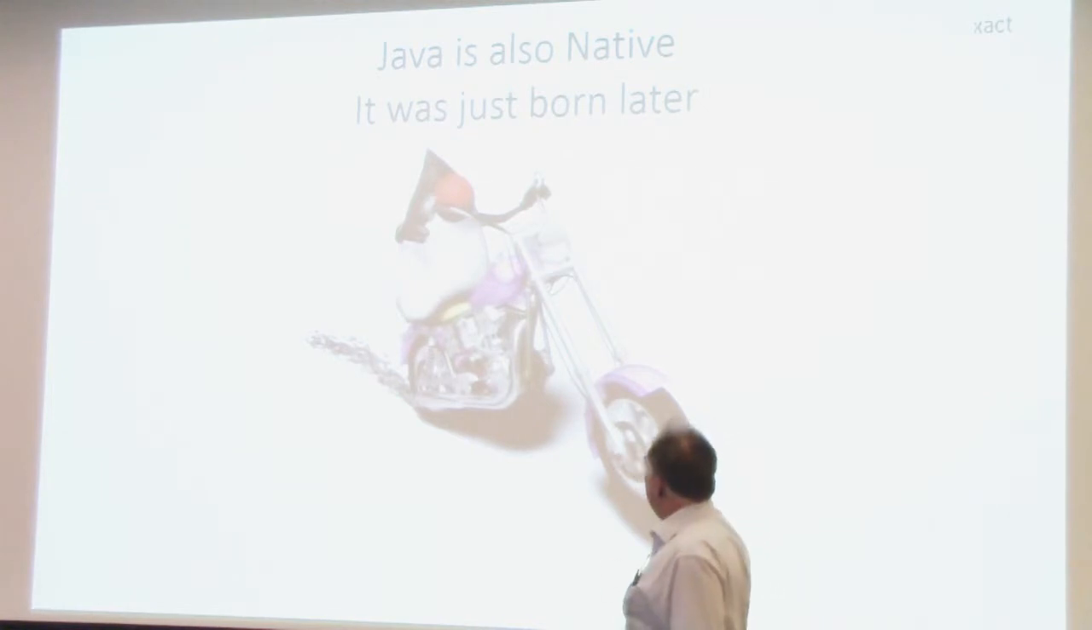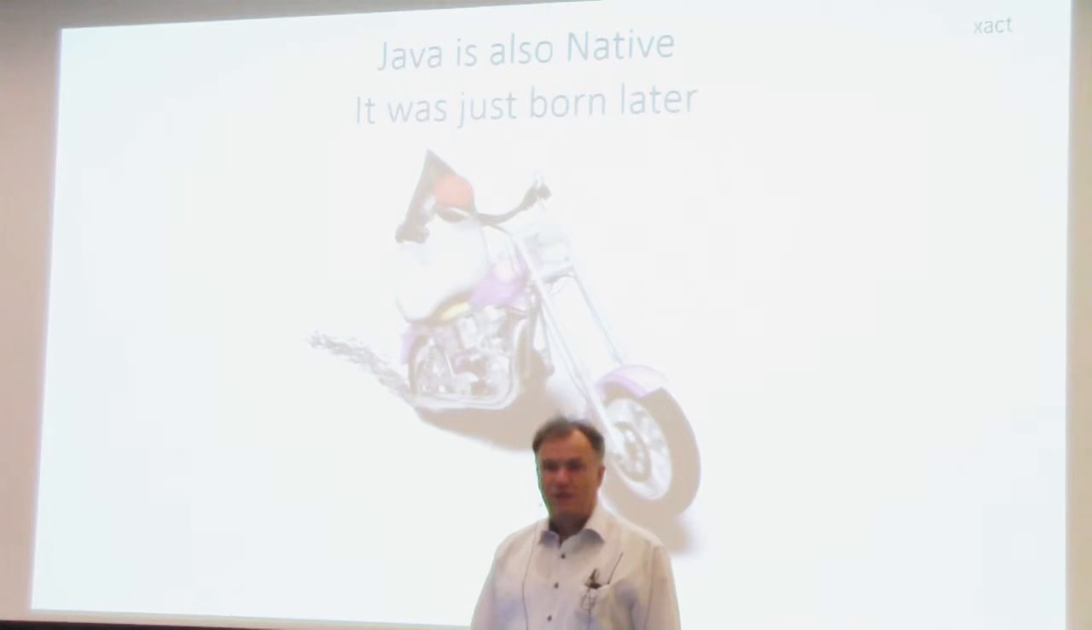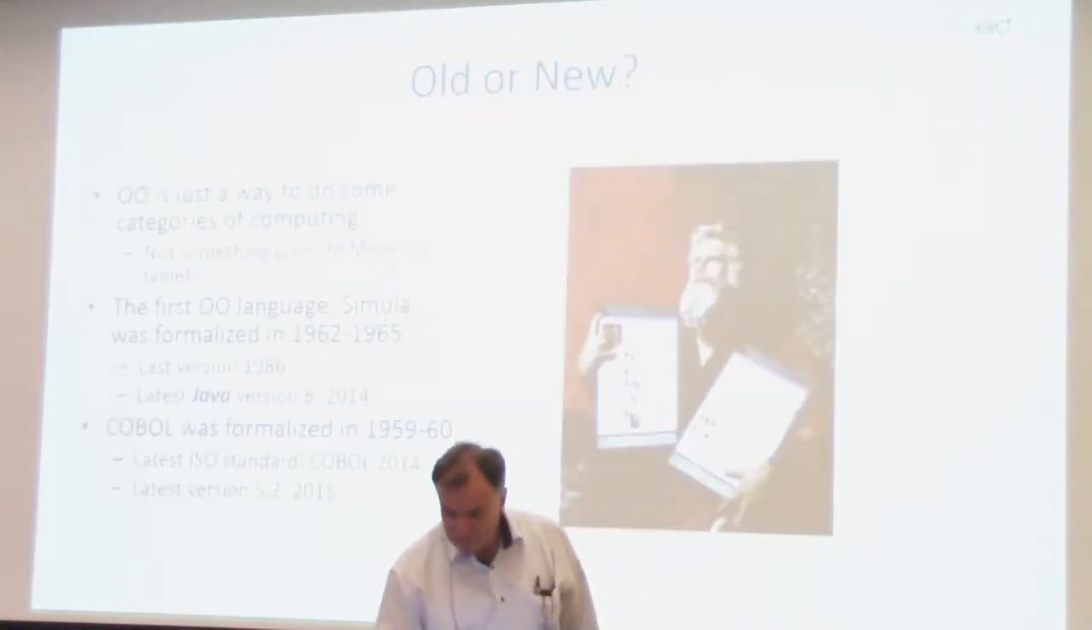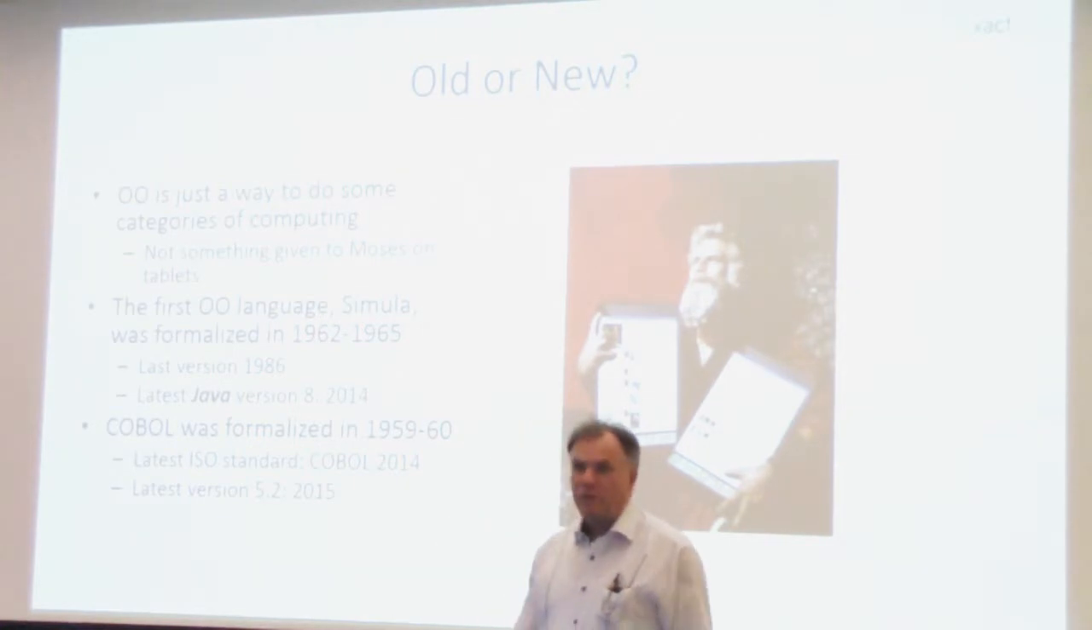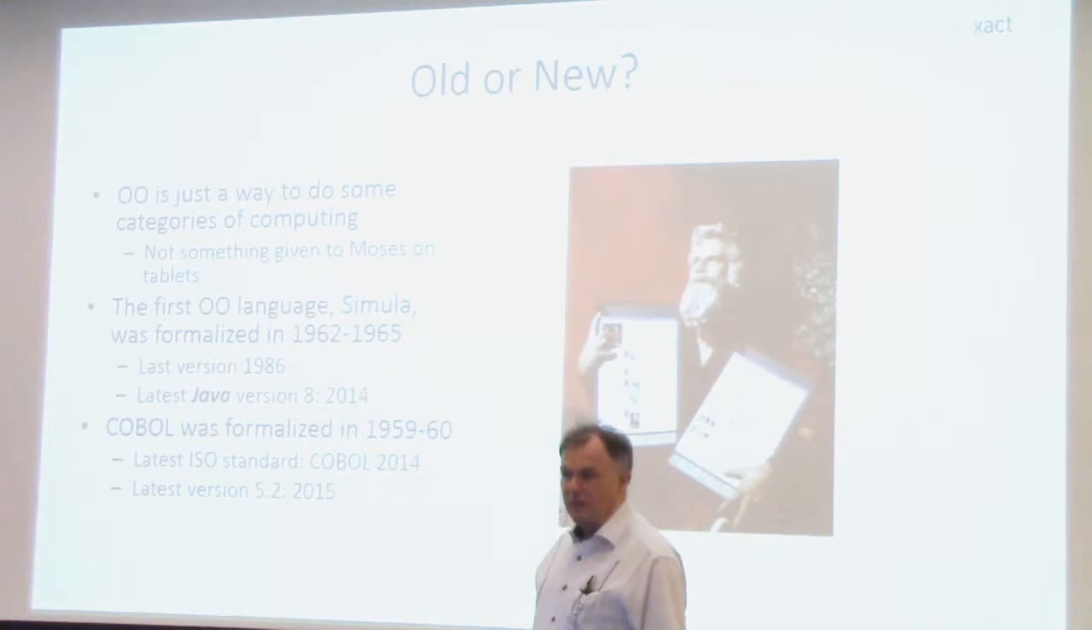He's called Duke, and he's the mascot of Java. And as I would say, Java is now also native to the mainframe, just born late. And when we're talking about old and new, I would say that object orientation isn't something God-given.